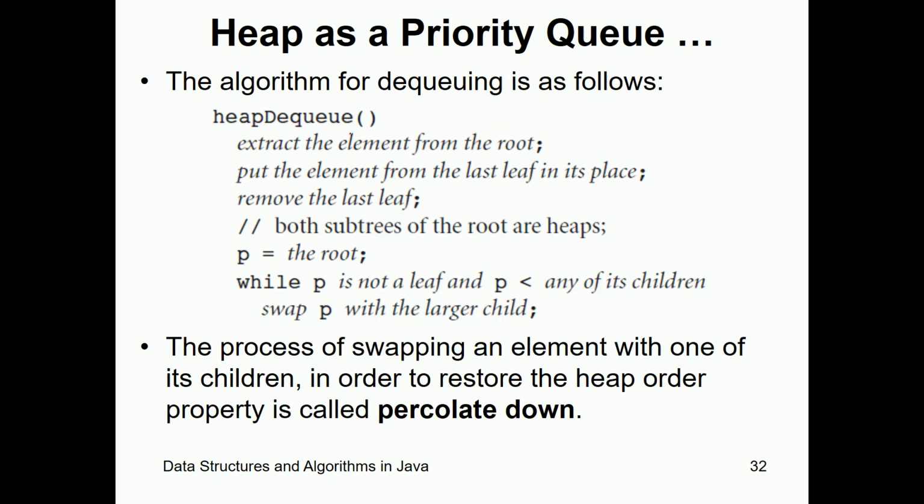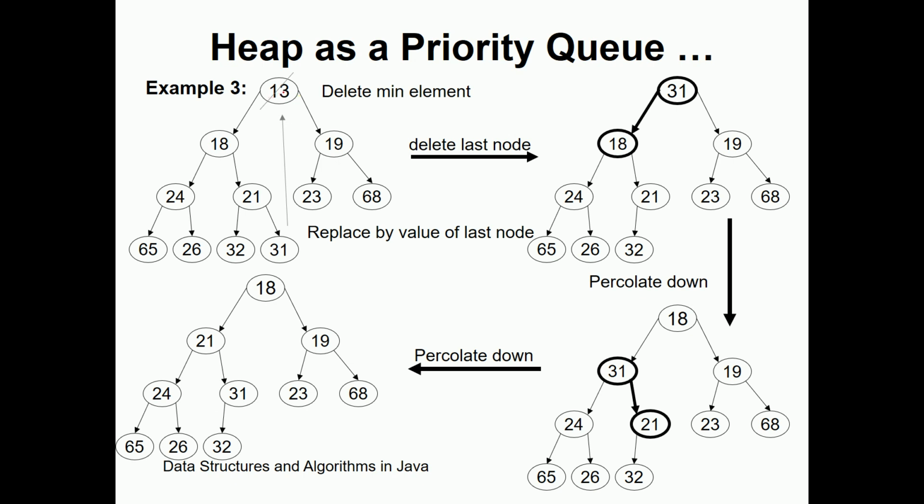And when we dequeue, well, we always dequeue from the head. Because this is a priority queue, we always dequeue from the top, so the root is going to be gone. And what we do is we take the last element in that heap and we put it in that place. And then we try to find its position by swapping down, what they call percolate down.